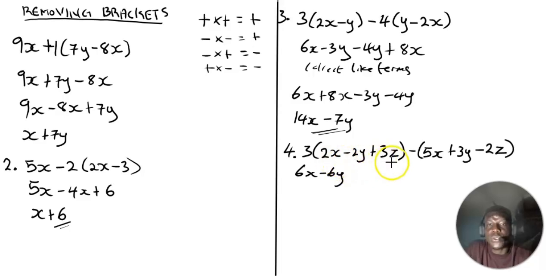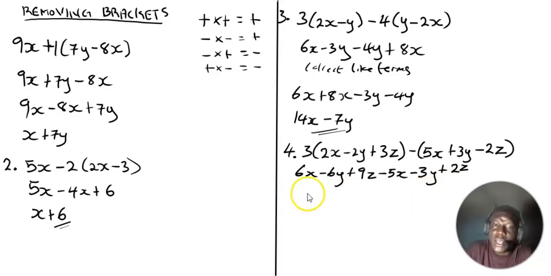Then 3 times plus 3z. So 3 times 3 will give us 9. So we have plus 9z. This minus sign here is minus 1, so it will multiply all the terms in the bracket. So minus 1 times 5 will give you minus 5x. Minus 1 times 3y, minus times plus, will give you minus 3y. Then you have minus times minus. So minus 1 times minus 2 will give you plus 2z.